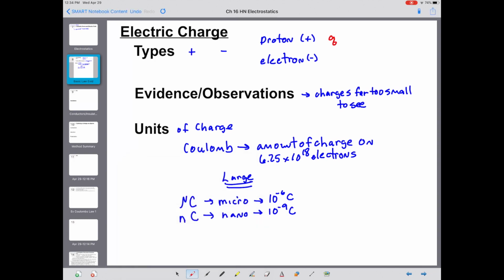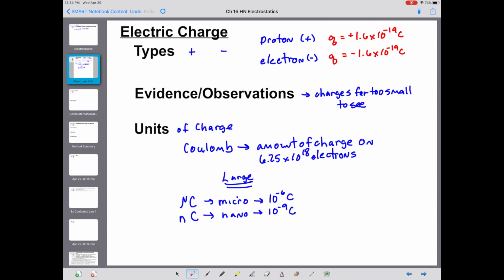Back to our electron and our proton up above. A proton has a charge, symbol for charge is the letter Q, of a positive 1.6 times 10 to the negative 19th coulombs. And an electron has a charge of negative 1.6 times 10 to the negative 19th coulombs.